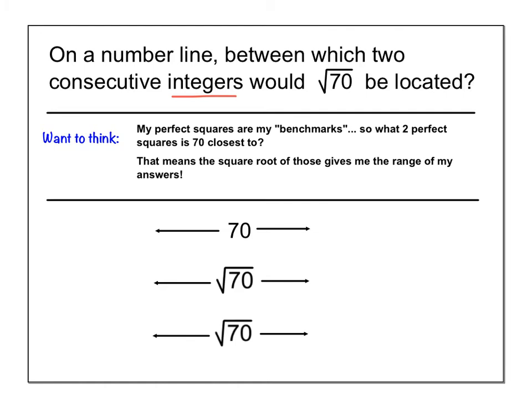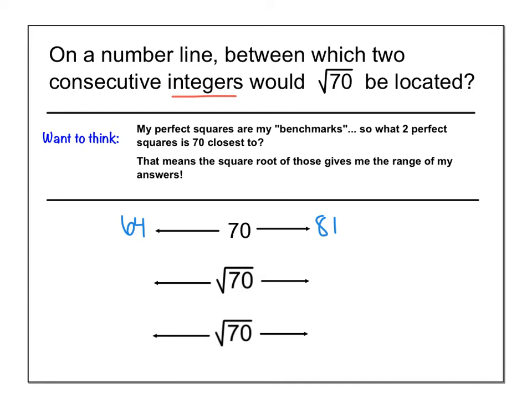So I want to think, for 70, what are the two closest perfect squares? The first one that came to my mind is 81. So 70 is less than 81, but it's decently close. And then the other one on the other side would be 64. So 64 and 81 are my two closest perfect squares to 70.